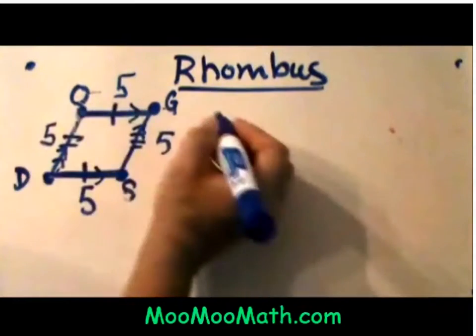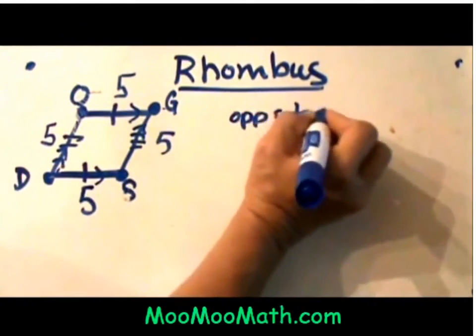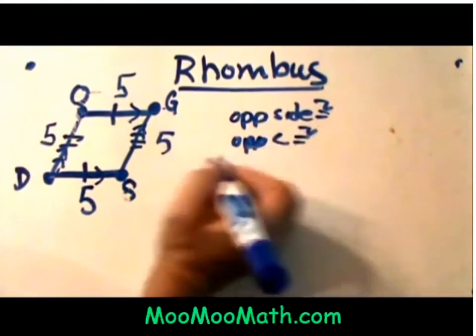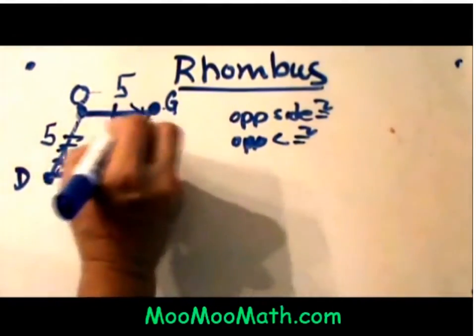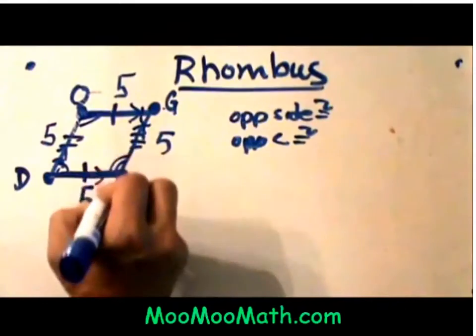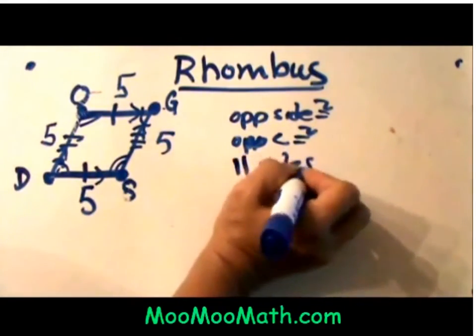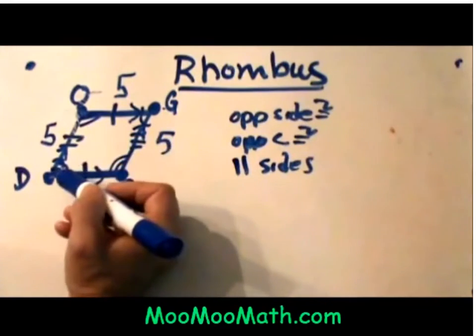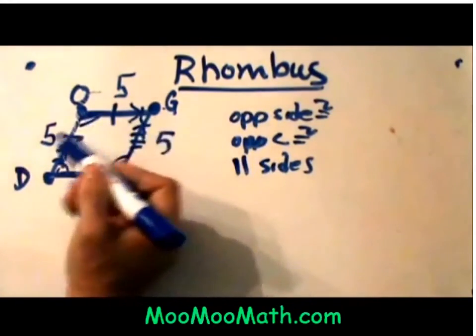Okay, so we have opposite sides that are congruent, opposite angles that are congruent, so O and S are also congruent angles, these opposite ones. We have parallel sides, so these opposite sides are parallel to each other. And then we can also look at the angles being supplementary. So D and O are supplementary, those angles are, and O and G are supplementary.